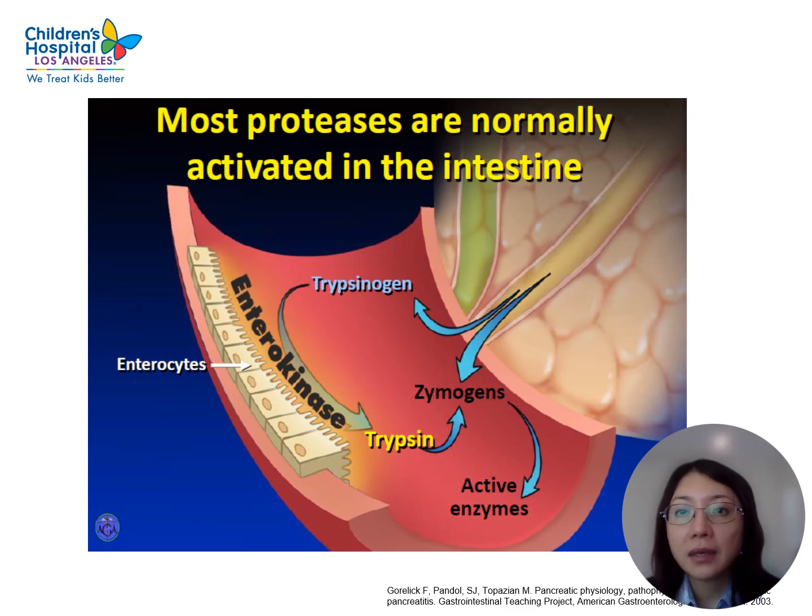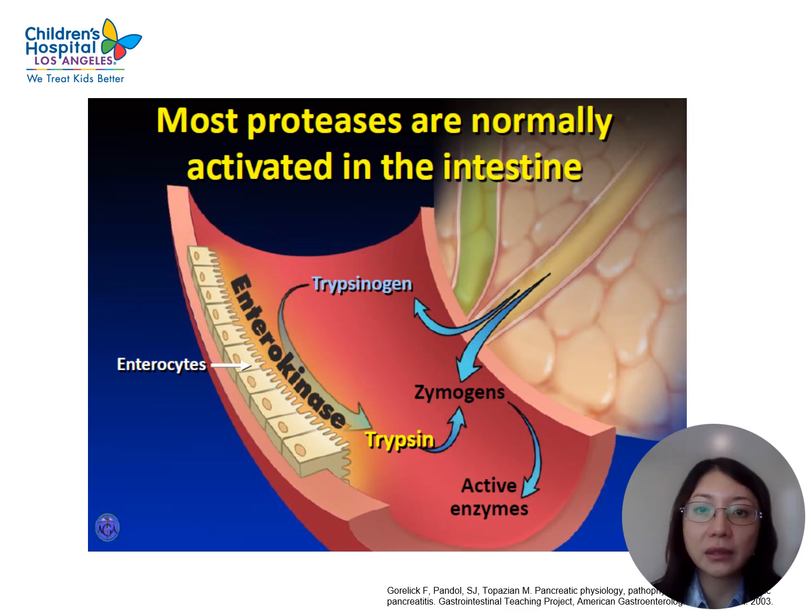So the inactive digestive enzymes are secreted inside the duodenum, and the first enzyme to get activated is trypsinogen. It's activated by enterokinase located on the brush border of the enterocytes inside the duodenum. Once trypsinogen is activated to trypsin, the trypsin will activate the rest of the digestive enzymes. And now the food comes down from the stomach, mixes with active enzymes, and food digestion starts.